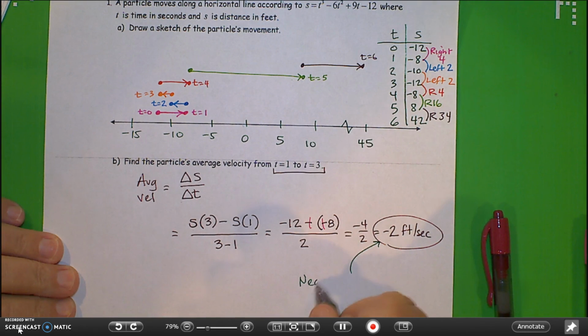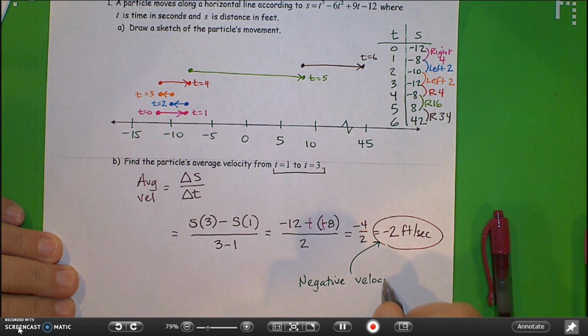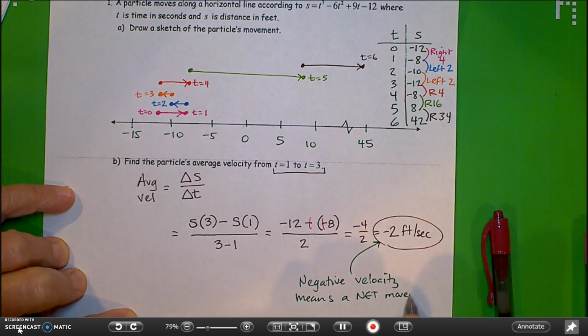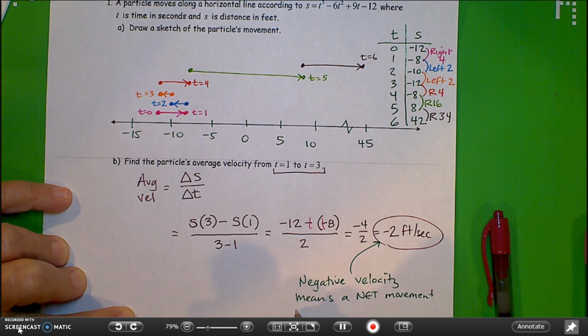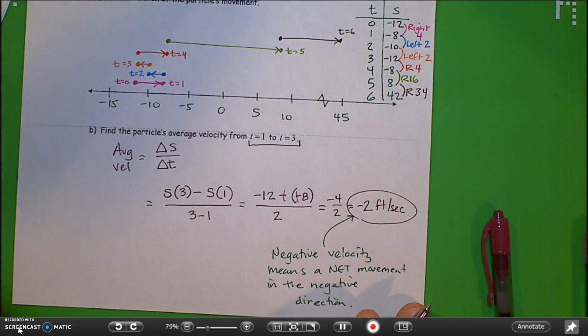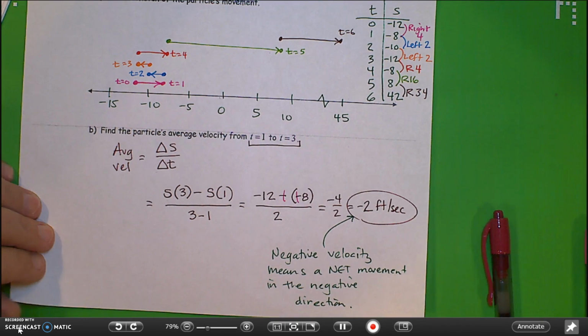So I'm going to add that to the notes. The negative velocity means a net movement in the negative direction. It wouldn't have to be negative movement the entire time, but the net difference, the net change in position would have to be negative to get that negative value.